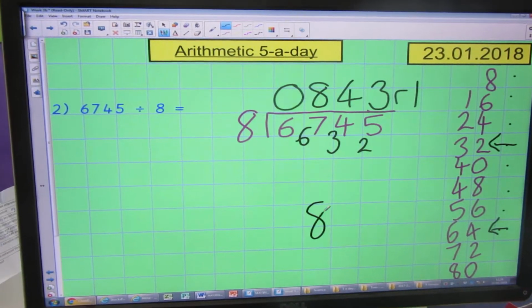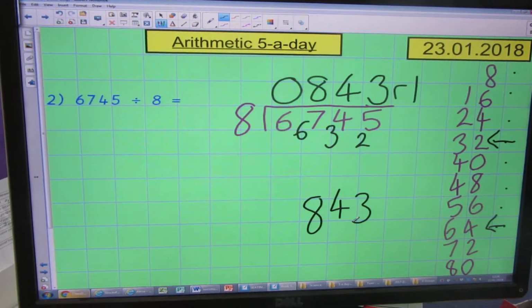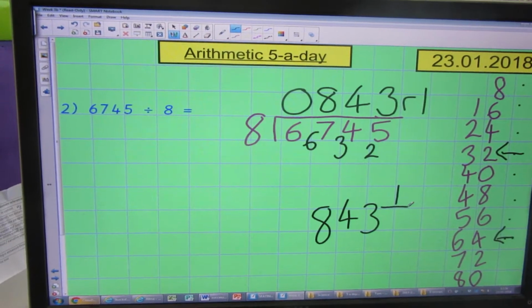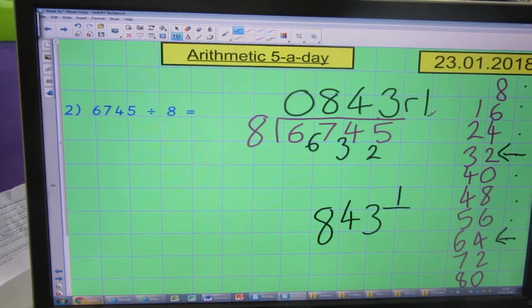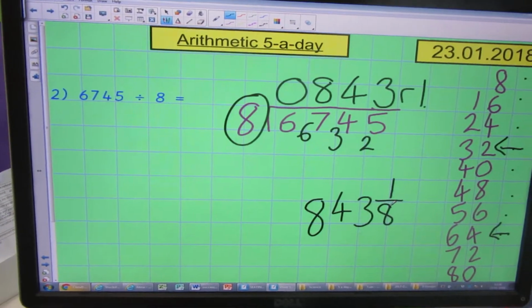How else could we write that? Who can give me it as a fraction remainder? Toby? Remainder 1/8. 1/8, lovely. So 1 is your remainder, which is your numerator, and we were dividing by 8s, so that's my denominator, so it's 1/8.